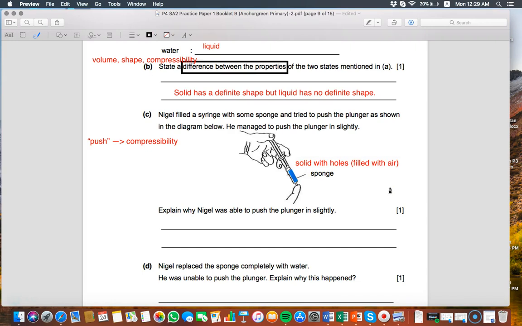Now, in this case, when Nigel is able to push the plunger in, when Nigel is able to compress the sponge, is Nigel compressing the solid, or is Nigel compressing the air in the holes of the sponge? Think about the properties of solid and air. Solid cannot be compressed, but air or gas can be compressed. So we make use of that.